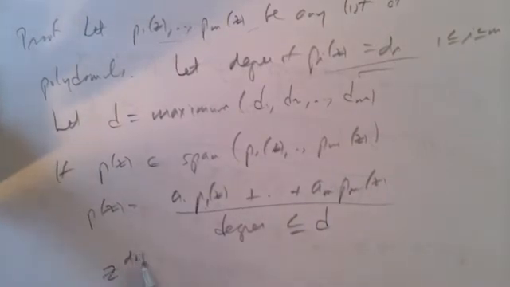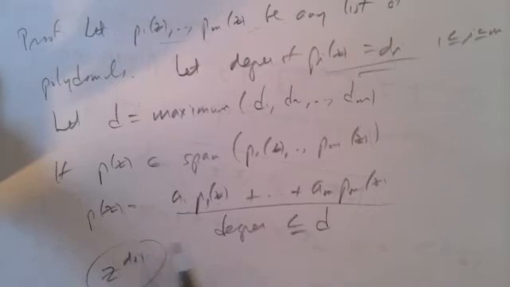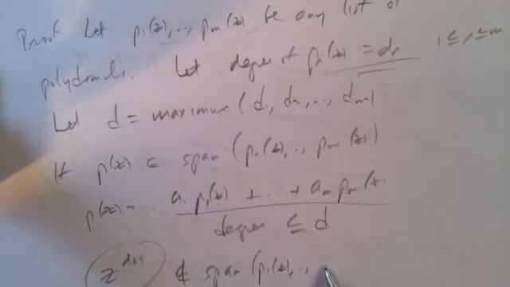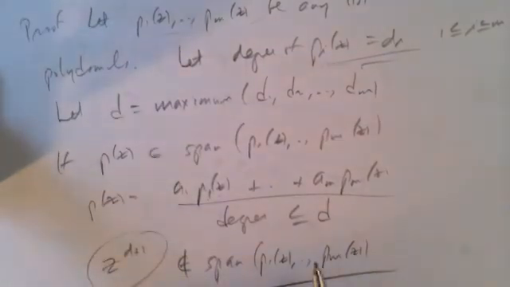So z to the d plus 1 is a polynomial of degree d plus 1. This is not in the span. So for any list of polynomials, there's some polynomial not in the span. So the vector space of all polynomials cannot be the span of a finite set of polynomials. So it is not finite dimensional. That's the upshot of this discussion.